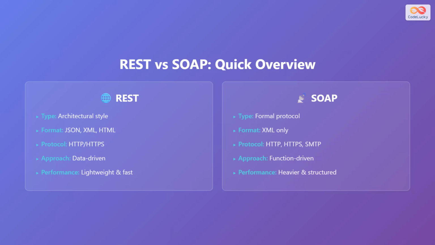SOAP, which stands for Simple Object Access Protocol, is a formal protocol with strict rules. It exclusively uses XML as its data format. SOAP can work over multiple protocols including HTTP, HTTPS, SMTP, and others. It is more structured and function-driven, focusing on operations rather than data. REST typically delivers better performance in lightweight scenarios, while SOAP is heavier and more complex due to its structured nature.